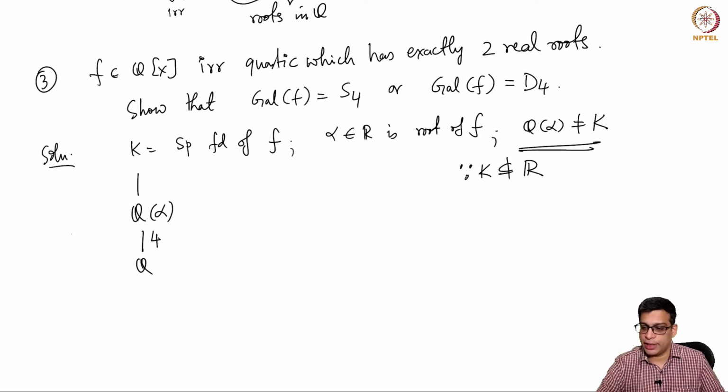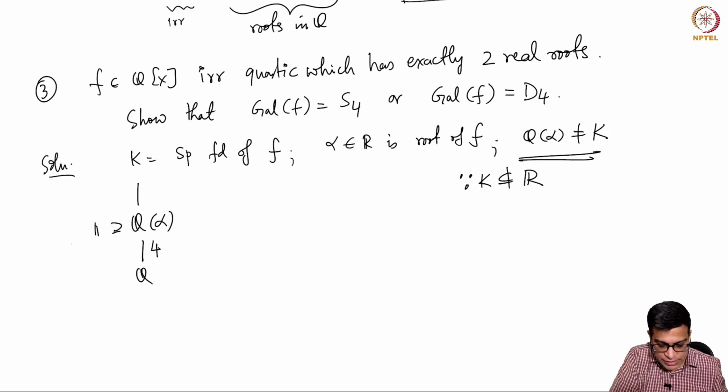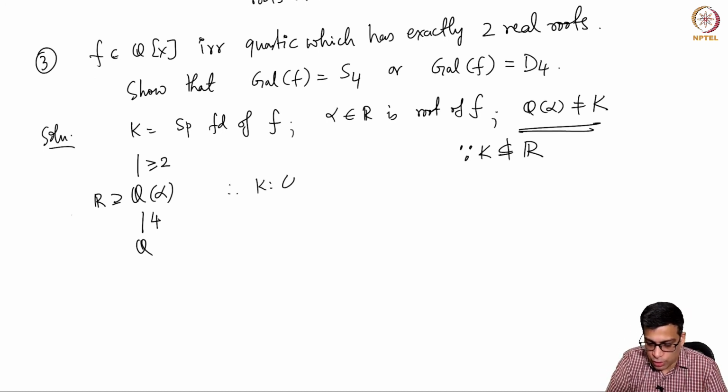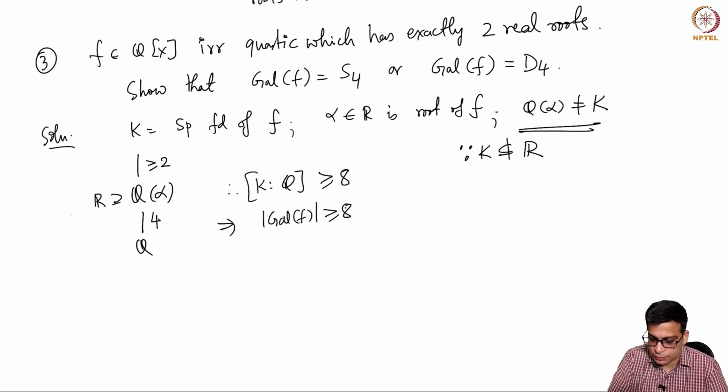Because F has exactly 2 real roots, the other 2 roots are complex and not real. So K must not be contained in R, but Q(alpha) is contained in R. So the degree of K over Q(alpha) cannot be 1, so it's at least 2. That means [K:Q] is at least 8. That means the Galois group order is at least 8.